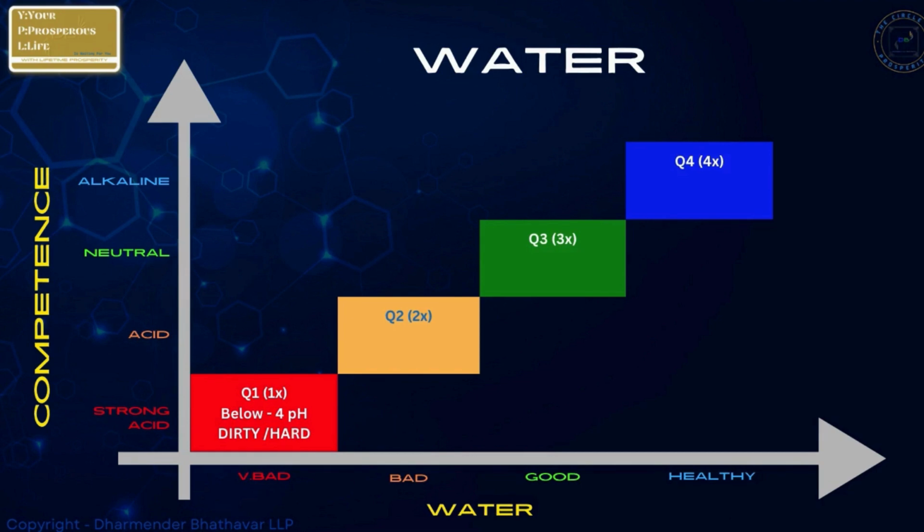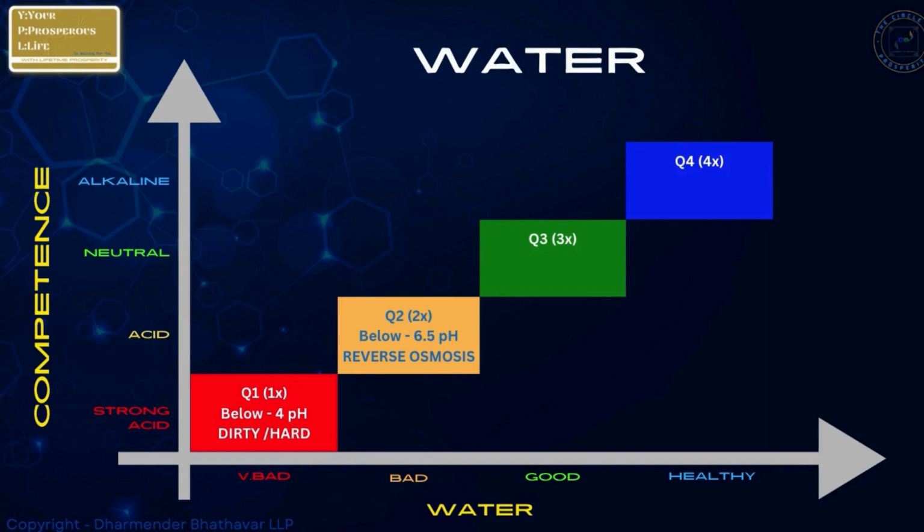In quadrant 2, the competency levels are acidic, and the water is really bad for consumption by human beings, because here we can consider reverse osmosis RO waters. When you have the pH test done with respect to RO waters, normally you find their pH levels are below 6.5.